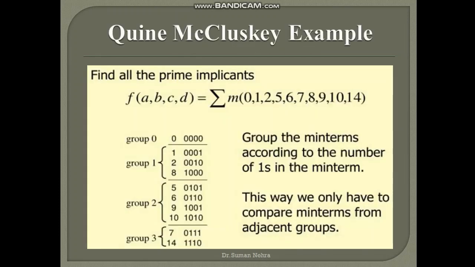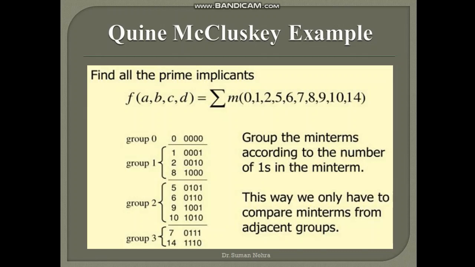Now we will see an example. Here is an example where the function f is given with minterms 0, 1, 2, 5, 6, 7, 8, 9, 10 and 14. First we have to write these minterms in binary form, as 0 is represented as 0000, and 1 is represented as 0001, and 2 as 0010, and so on. In this way, we will represent all the minterms in binary form.